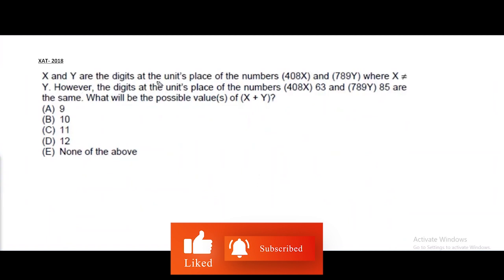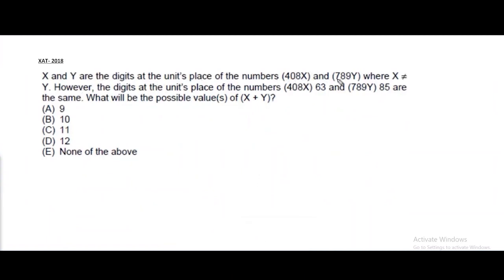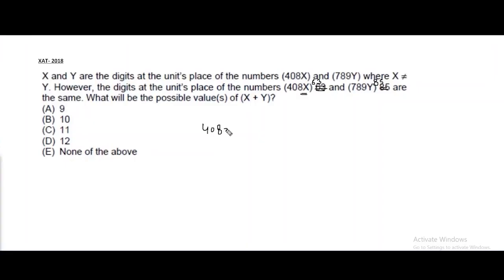And this question: x and y are digits at the unit place of the numbers 408x and 789y, where x is not equal to y. However, the digits at the unit place of the number 408x raised to power 63 and 789y raised to power 85 are the same. The unit place digit is same. X raised to power 63, the unit place of this number and unit place of this number is same. What will be the possible value of x plus y?